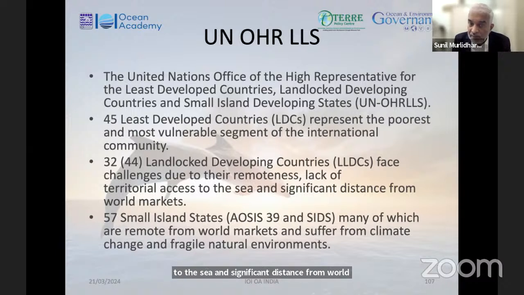Okay. And finally, the third category, which is the small island states. There are 57 of them. Again, some of them are rich, but we're talking about the poor ones. And there are two groupings. One is called the Association of Small Island States, and the other is called Small Island Developing States. So most of them come under one or the other category, many of which are again remote from the world markets and suffer from climate change and fragile natural environments. A particular example would be Maldives or Nauru that I was mentioning yesterday.